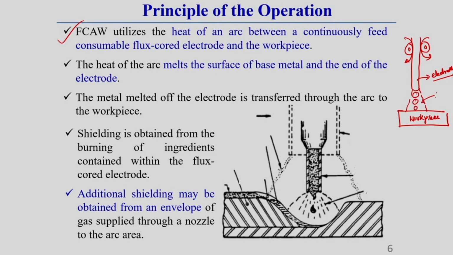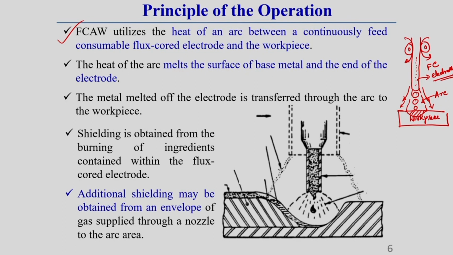So, this is the arc, and you see this is a flux core electrode. F represents flux, C represents core electrode. Inside this electrode there is flux. Once this flux burns, it develops gases. These gases shield this arc as well as the weld pool from the atmospheric conditions. Here heat is developed by an arc. This arc is generated between this electrode and the workpiece.